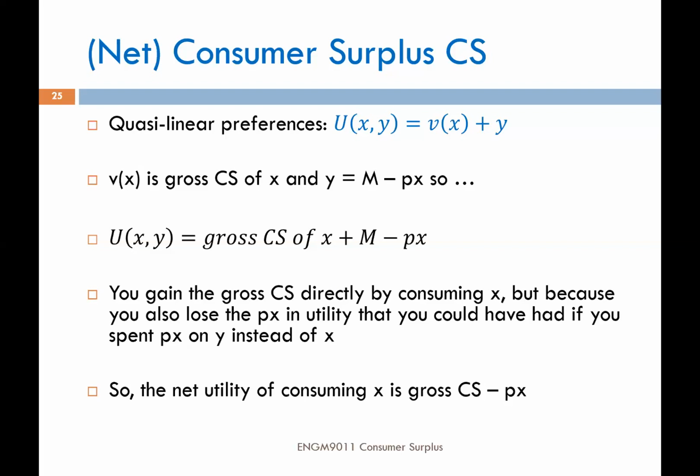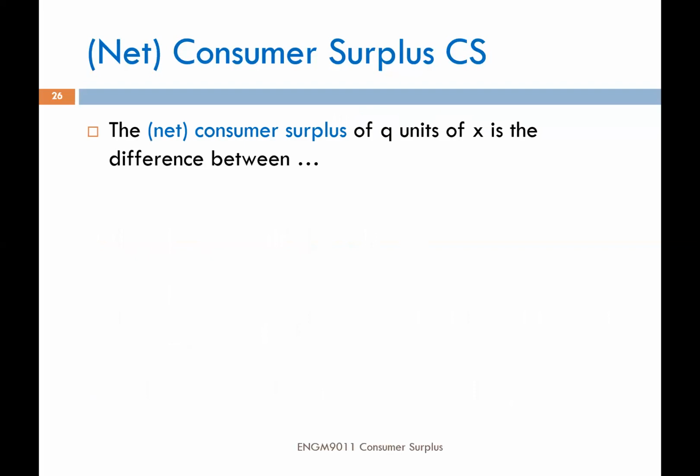All right, so think about that if it doesn't make sense the first time around, because remember, good Y has a price of 1, right? So if you're spending PX dollars on good X, that's your expenditure on good X. That's PX dollars fewer on good Y. Since good Y costs $1, that's PX units fewer of good Y, right? So by buying X, you get the gross consumer surplus of good X, how much it makes you happier, but you're losing PX of good Y. So your net utility is the difference between those two. Okay, so that gives us our net definition of net consumer surplus, or what we just call consumer surplus.